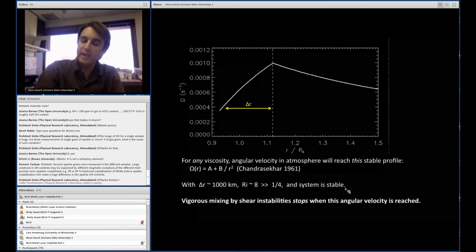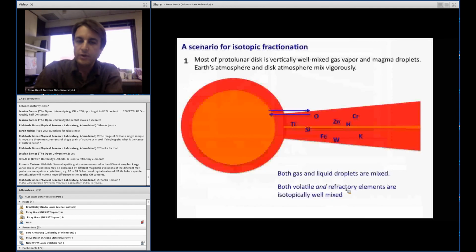And the time scale to reach that depends on what the actual magnitude of the viscosity is, but my best guess is on the order of a year or so, which is still much shorter than the lifetime of the protolunar disk, which is thought to be 100 years or so.